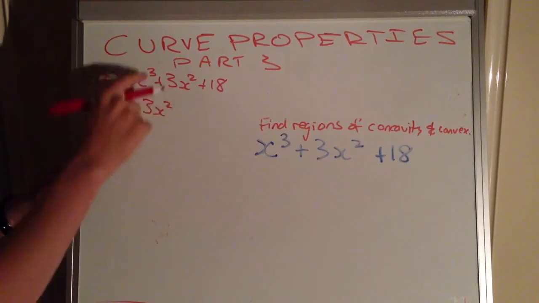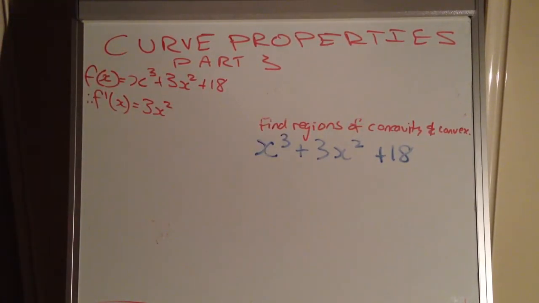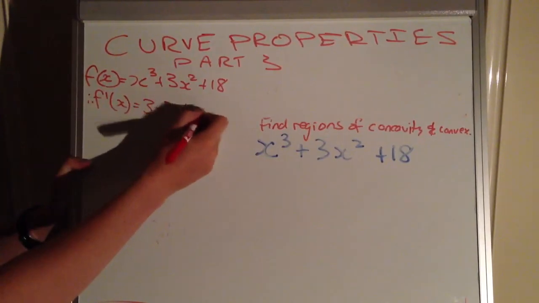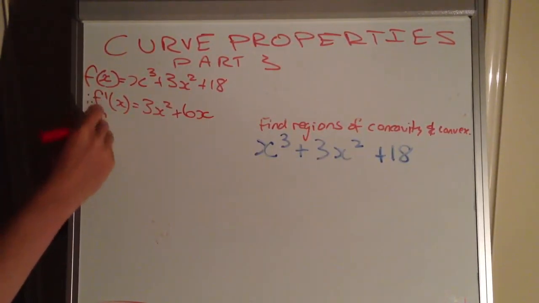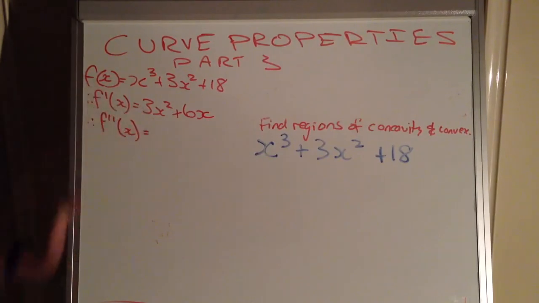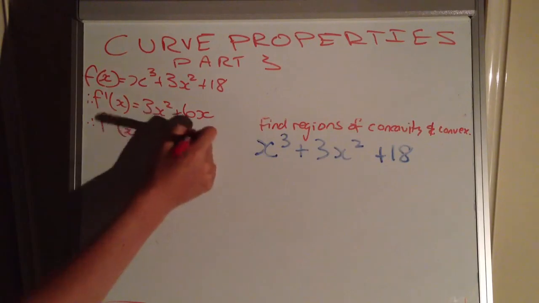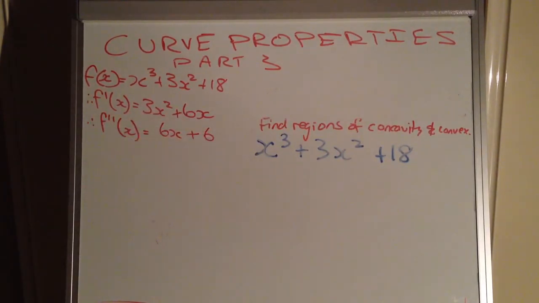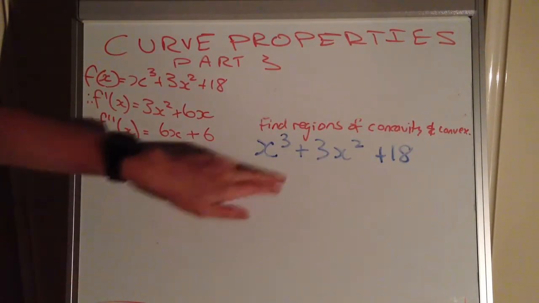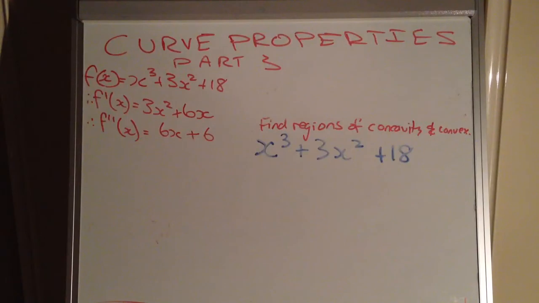It's going to be 3x squared, again bringing the exponent down into the position of the coefficient, and then subtracting 1 from that exponent. Same thing here, 3 times 2 is 6, 6x. And then we differentiate again, and we get 6x, because 2 times 3 is 6x, plus 6. So we get 6x plus 6 as our final function there. And from that, we're able to work out where this original function is concaving and convexing.